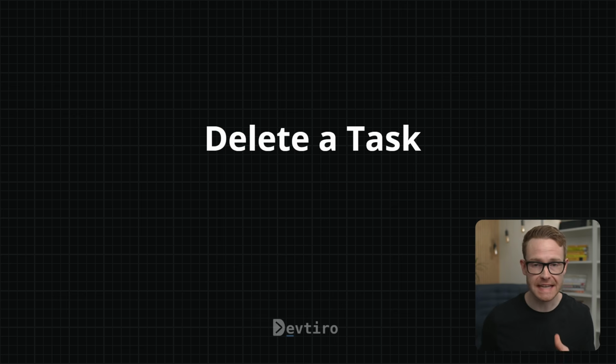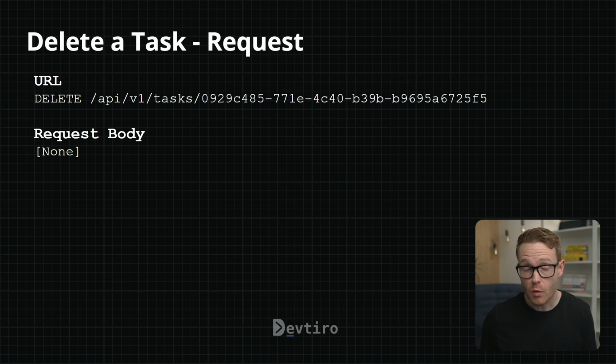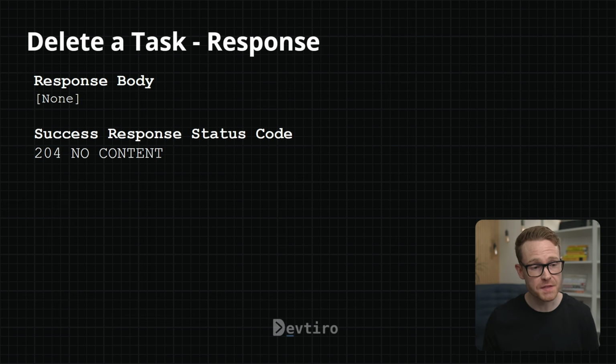And finally, we have delete a task. So a fairly simple request to delete a task here. We're using HTTP DELETE, API v1 tasks, and then the ID of the task that we wish to delete. We don't need to provide anything in the request body for this call. And now we have the response. And we can see here the response body is also empty. And as for the response code, it's HTTP 204 No Content to indicate that the response body from the server is meant to be empty. And with that, that is all our endpoints.